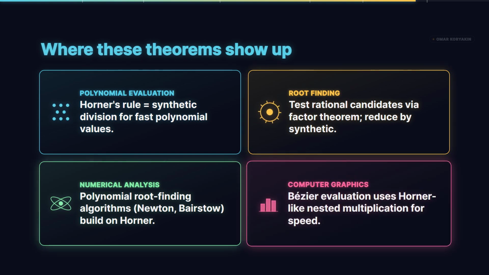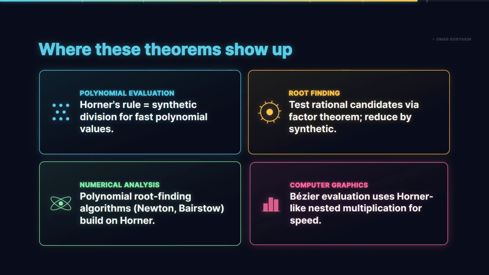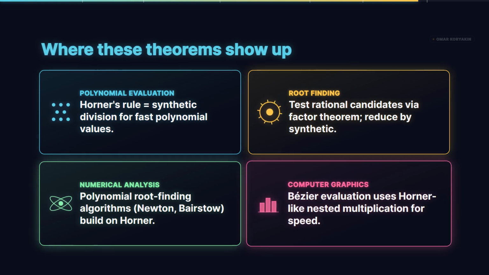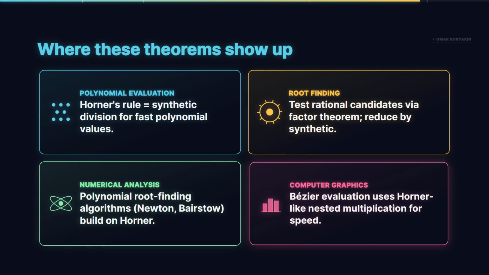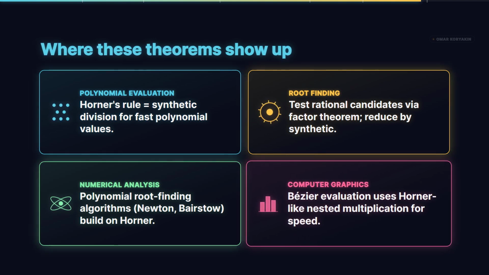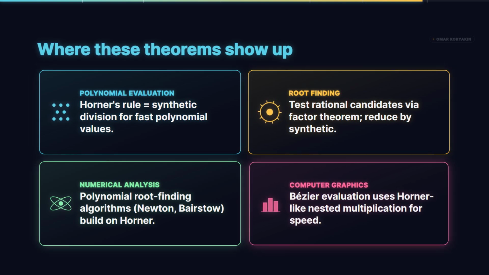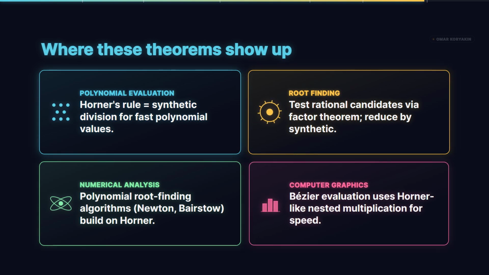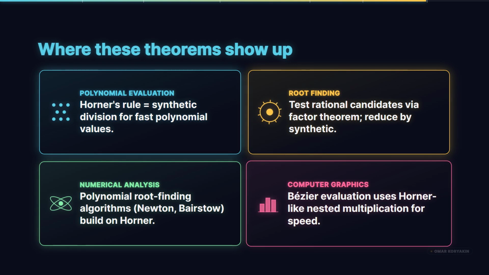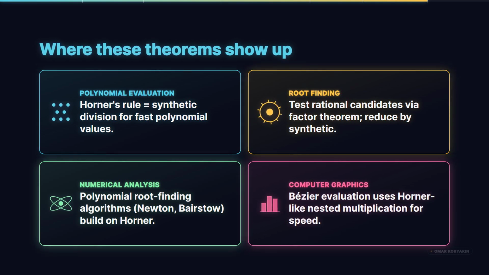In computer graphics and computer-aided design, Bezier curves and B-splines are evaluated using Horner-like nested multiplication for performance. Every smooth curve drawn in graphics software, every smooth animation interpolation, every smooth surface in three-dimensional modeling uses polynomial evaluation as its inner loop primitive, and the remainder theorem-based evaluation is the standard fast method employed in production graphics engines.